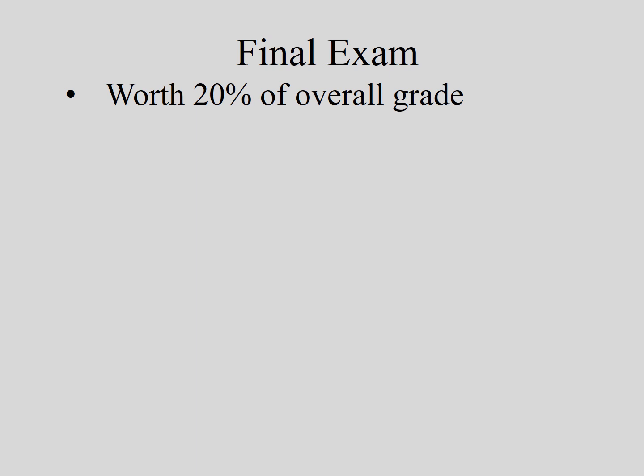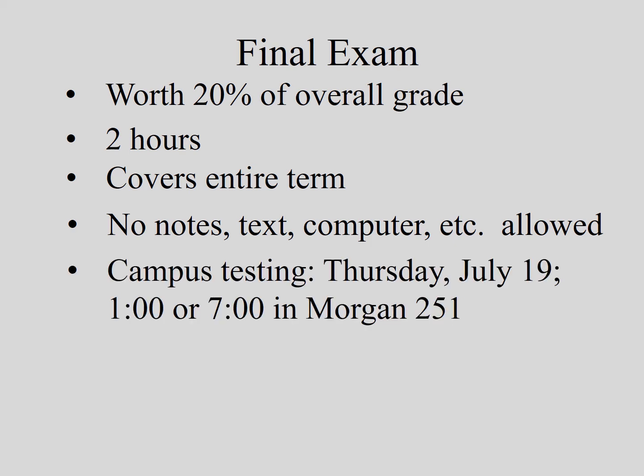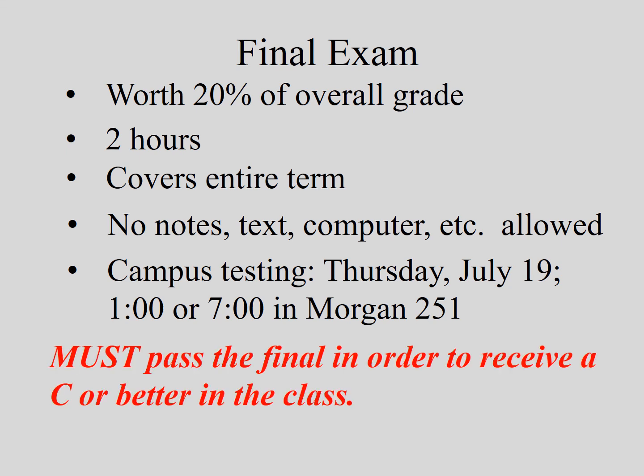So the final exam, this is worth 20% of the overall grade for the course. It is a 2-hour final. It will cover the entire term that we've had. Again, no notes, textbooks, computer, etc. on this. You can use the calculator again, but not a calculator app. The on-campus testing, again, I will do that at 1 p.m. or 7 p.m. in Morgan 251 on Thursday, July 19th is the date of our final exam. As part of the general education requirements, in order to receive a C or better in this class, you must pass the final.